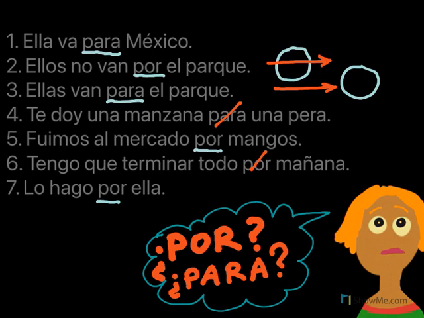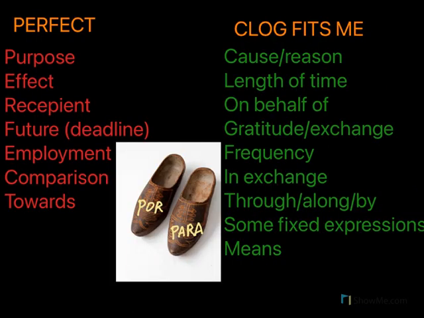Alright, so let's take a look at this mnemonic device. You have here something like perfectly fitting clogs. The perfect clog fits me. You have here purpose, effect, recipient, future, deadline, employment, comparison, towards. That would be the para. And then you have here cause, reason, length of time, on behalf of, gratitude, exchange, frequency, through, along, by, some fixed expressions and means, and it will be por.